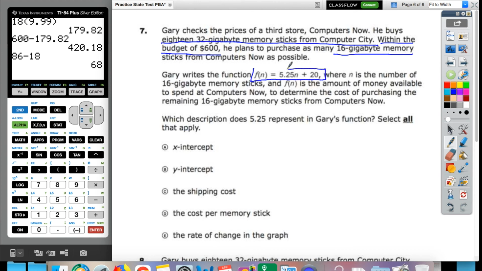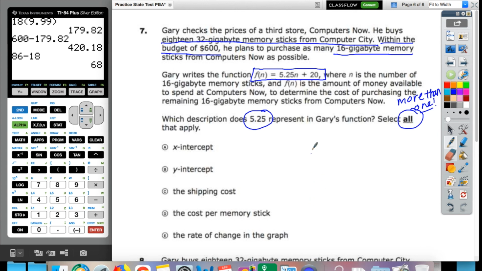F of n equals 5.25n plus 20, where n is the number of 16 gigabyte memory sticks, and F of n is the amount of money available to spend at Computers Now. He uses that equation to determine the cost of purchasing the remaining 16 gigabyte memory sticks from Computers Now. So what does 5.25 represent in this equation? Select all that apply, which means there's going to be more than one. There may be two, three, or four, but it's definitely more than one.